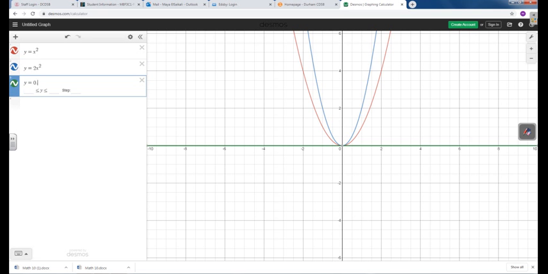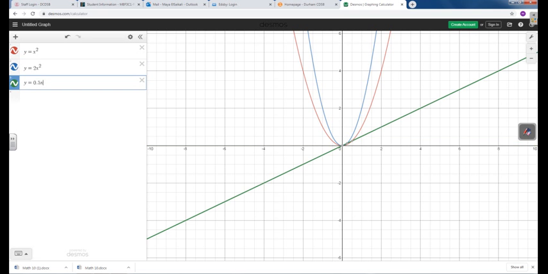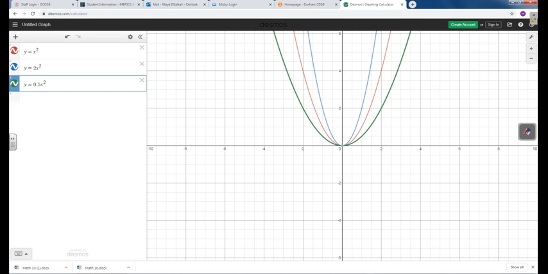Now let's look at y equals 0.5x squared. Compare the green one to the red one. The green one is wider. Why do you think that is? The smaller the number, the wider the graph will be. So the smaller the coefficient, the wider the graph.